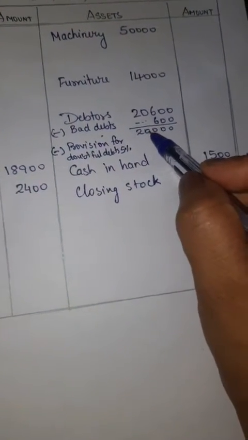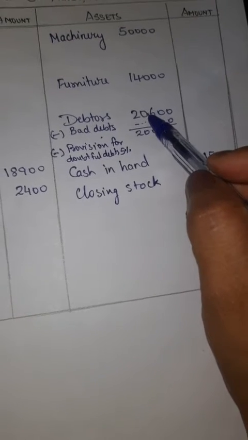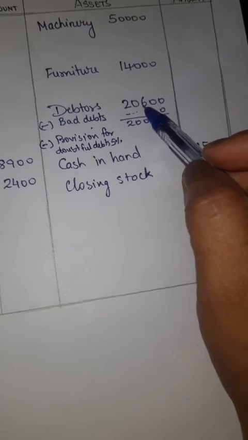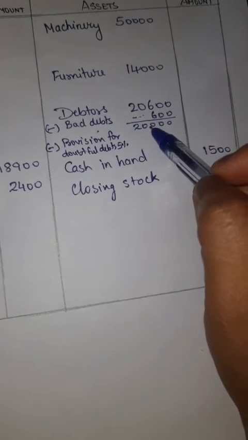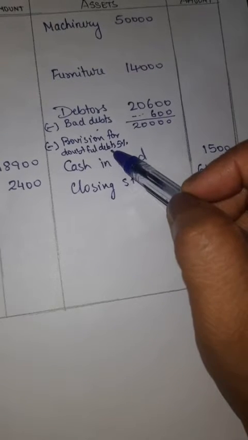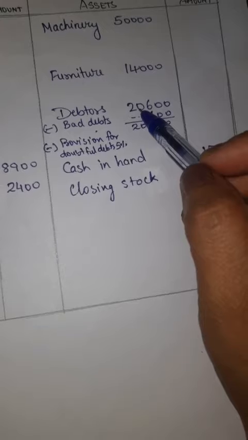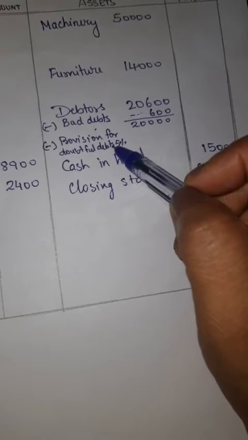So on 20,000, you remember that if debtors are there and bad debts are also there, you first have to reduce the value of bad debts, and from the remaining amount you calculate the provision for doubtful debts. If from debtors you first create a provision, then your answer will go wrong.